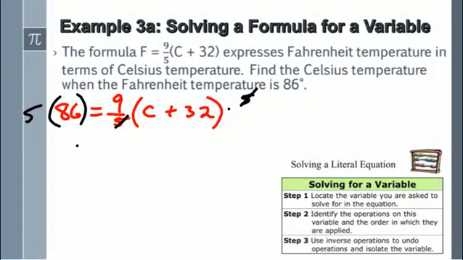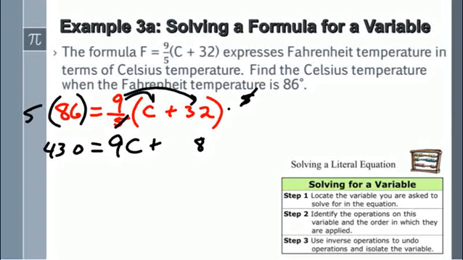5 times 6 is 30. 5 times 8 is 40, plus 3 is 43, so 430. And then distribute the 9. 9 times C is 9C. 9 times 32: 9 times 2 is 18, 9 times 3 is 27, plus 1 is 28, so 288. Now I need to get 9C by itself, so the opposite of adding is subtracting. So I'll subtract 288 from both sides.